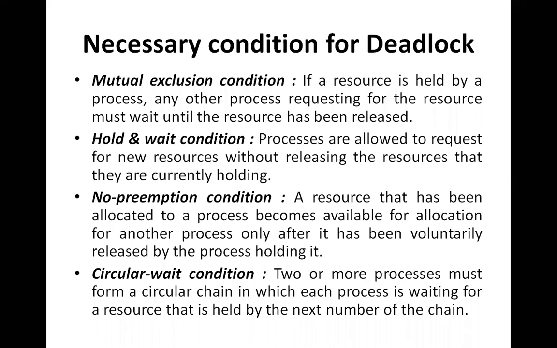Now, what are the necessary conditions for deadlock? You have already studied in operating systems that there are certain necessary conditions for a deadlock. The first is the mutual exclusion condition. What is that? If a resource is held by a process, another process requesting the resource must wait until the resource has been released. This is the mutual exclusion condition.